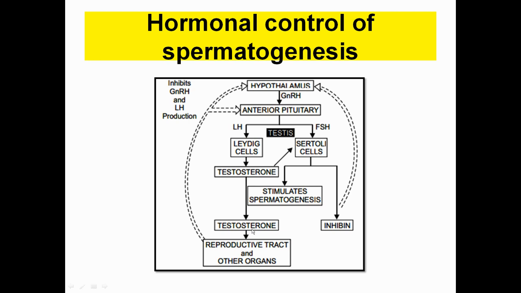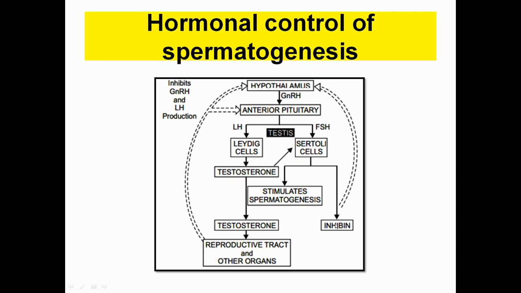Testosterone ultimately helps in attaining puberty and reproductive maturity, and initiates development of the whole reproductive tract and the secondary sexual characters in males. And follicle stimulating hormone ultimately activates Sertoli cells. Sertoli cells are the nurse cells, and these cells ultimately initiate the process of spermatogenesis, that is the formation of sperm from the spermatogonia, and release inhibin as well.